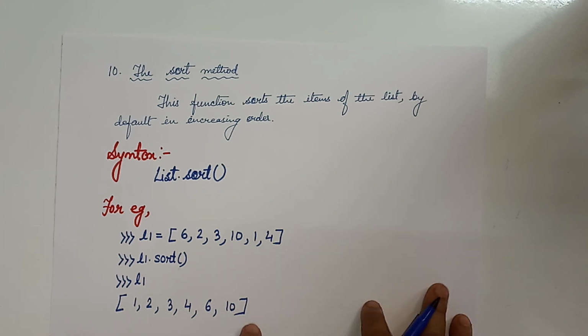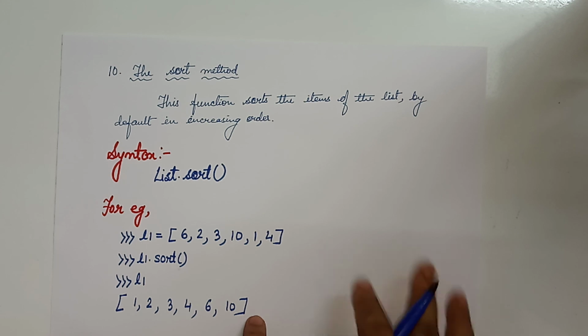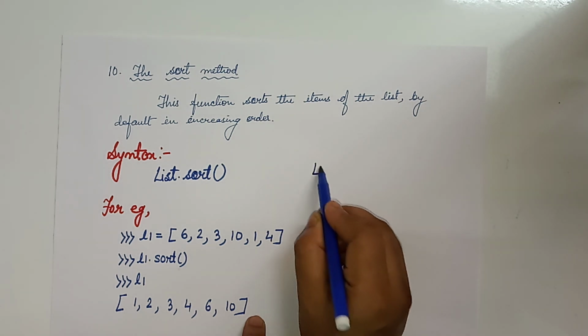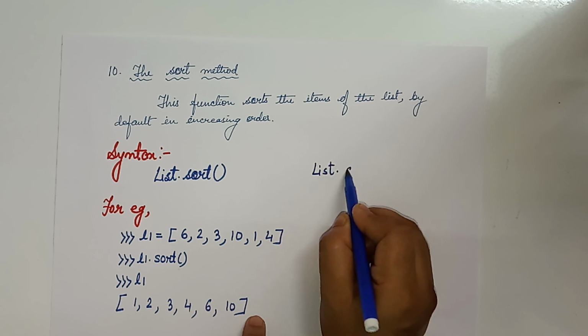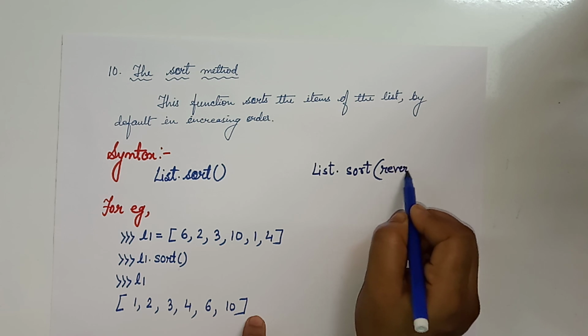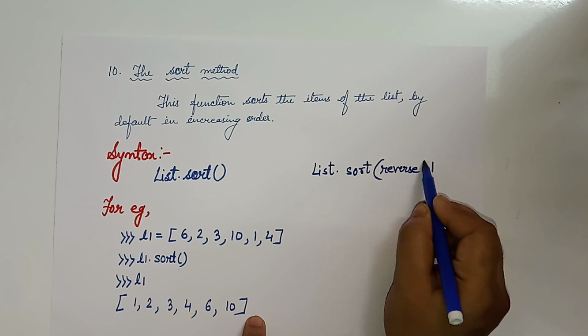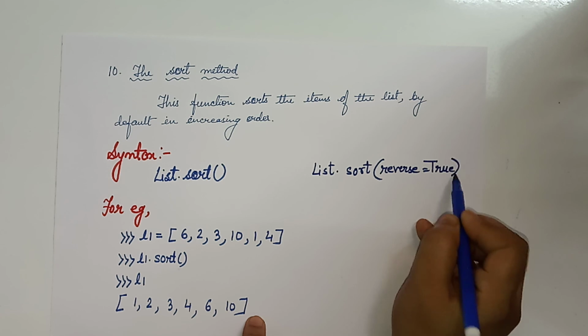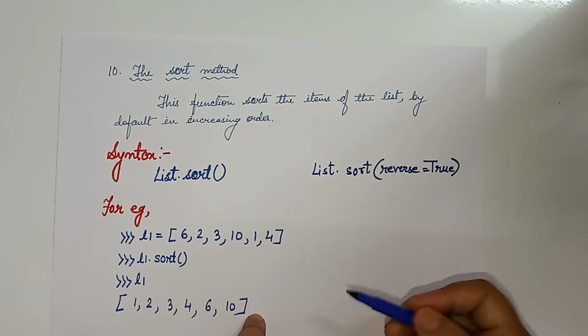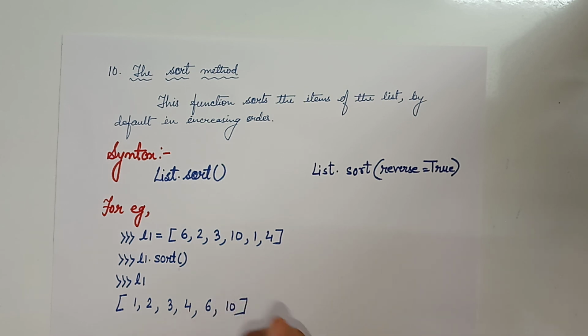Now if you want to sort the elements of the list in descending order, for this the syntax will be list.sort(reverse=True). If you apply this, instead of increasing order, the list will be arranged in decreasing order.